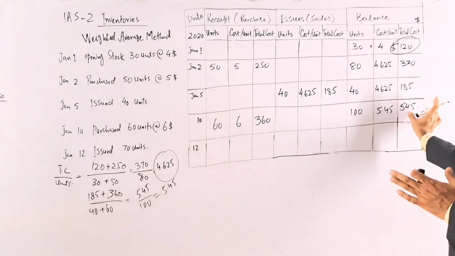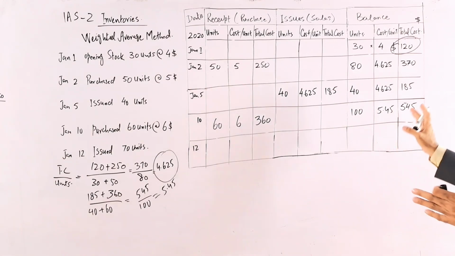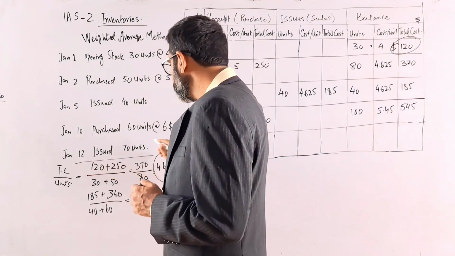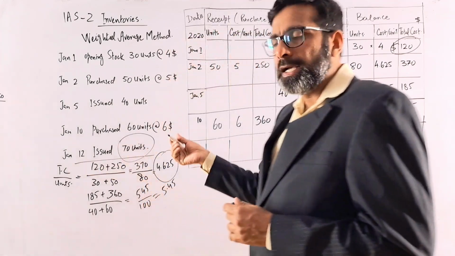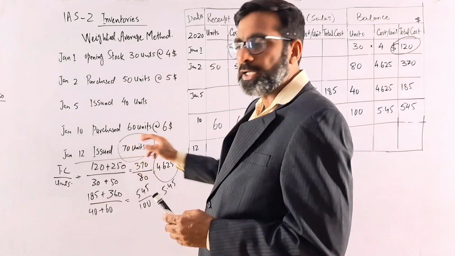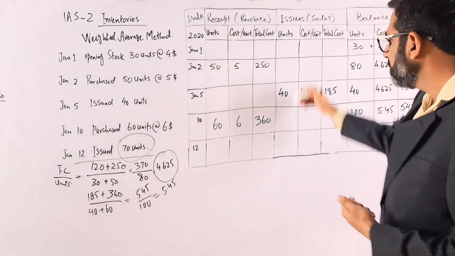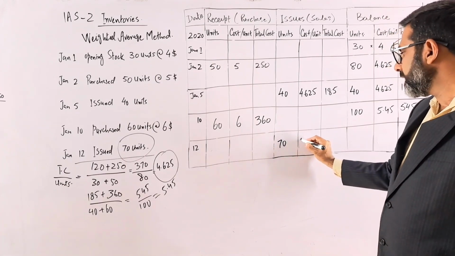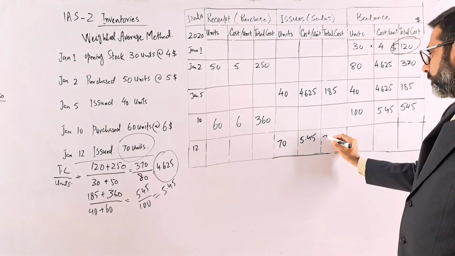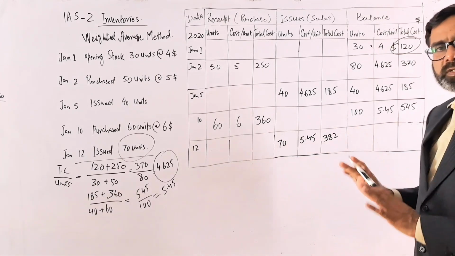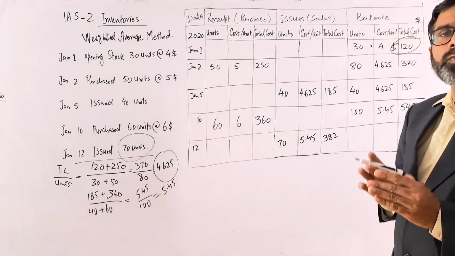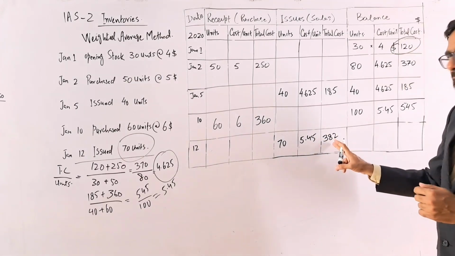Now this is the closing stock on the 10th of January, $545. Again, there is a sale or issue of how many units? 70 units are issued. So the 70 units will be written here, at 5.45, and the total cost will be almost 382. This is obviously a rounded off value: 381.5, so we consider it as 382.